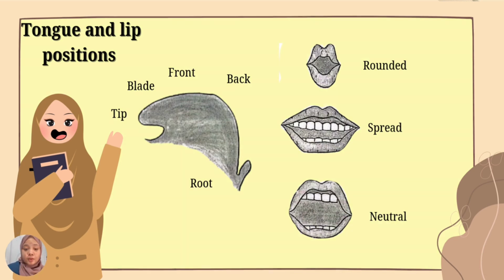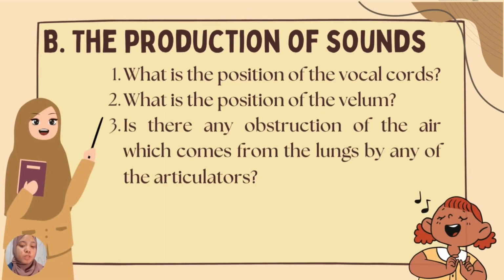Okay, next, we can move to the production of sounds. When we produce sounds, the air goes out of the lungs through the trachea and then through the mouth or nose. The position of the vocal cords can be open or closed. When we articulate certain sounds, there are three major questions that need to be considered. First is, what is the position of the vocal cords? Are they closed or open?